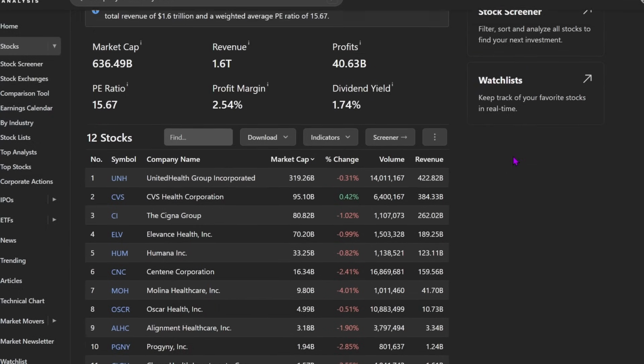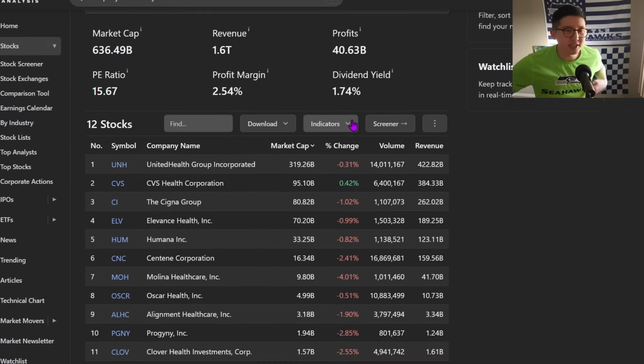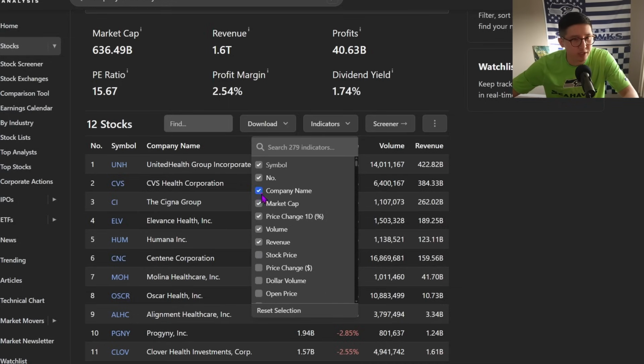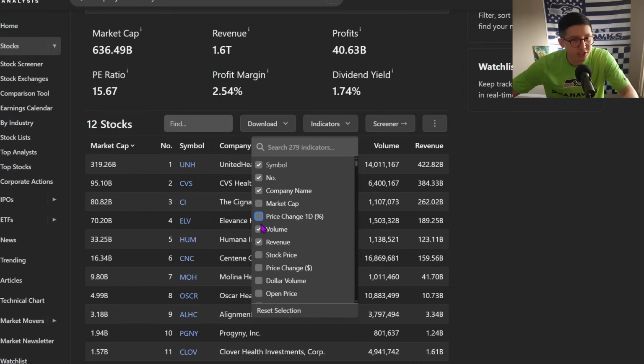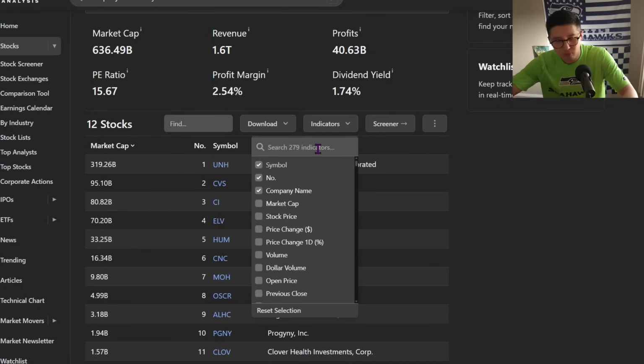And if we click over here and take a look at what's going on, my goodness gracious. I'm not exactly a fan of the default indicators. So what we're going to do is get rid of them. We're going to get rid of the market cap, price change, volume, revenue, and instead we're going to apply the ones that I think are more relevant.